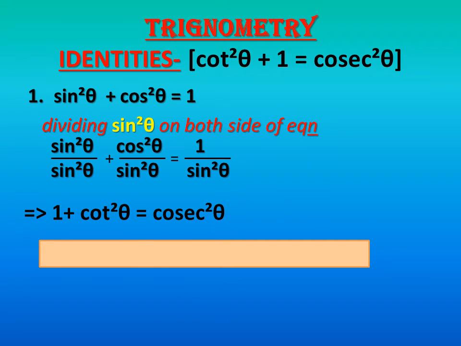And 1 upon sine square theta: we know that cosec theta is the reciprocal, or the inverse, of sine theta, that is 1 upon sine. So 1 upon sine square theta becomes cosec square theta.